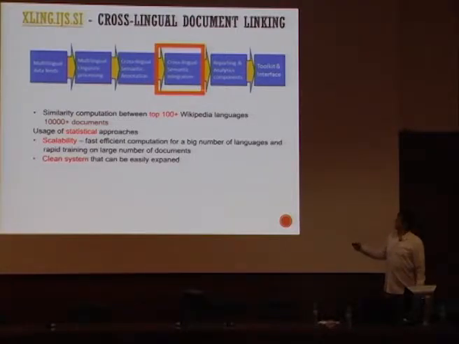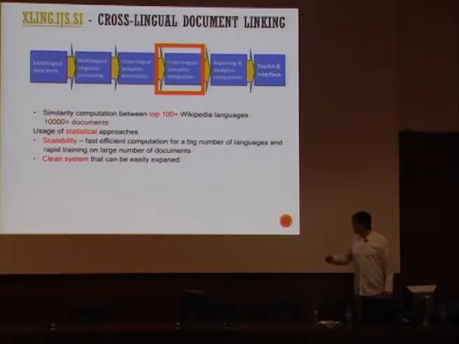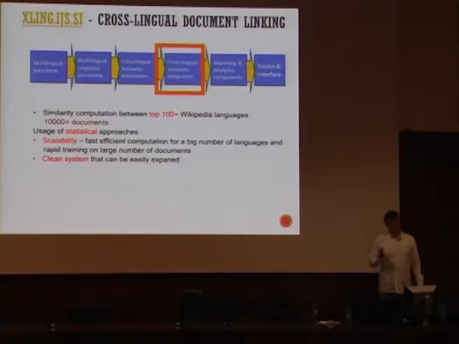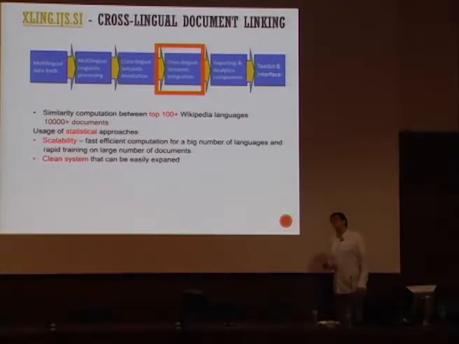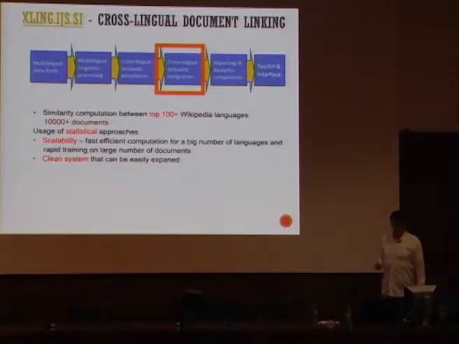Currently we are doing this only for 100 Wikipedia languages. I will tell you why. These are Wikipedia languages that are in principle of high enough quality and have more than 2,000 documents. But Wikipedia is constantly growing, and now more than 130 languages have more than 10,000 documents.